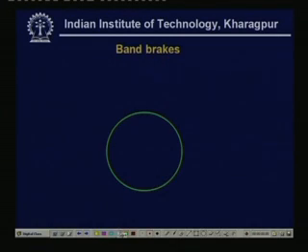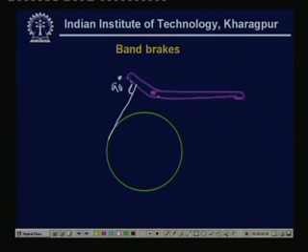We have another kind of band brake which is known as the differential band brake. Let me draw that. So, this is the drum and we have this lever. In the last case we had the fulcrum at the end, but now here is the fulcrum. Then the band, so this is the band which is making an angle of 90 degrees. This is one part of the band and the other is here, and suppose this is rotating in the clockwise direction.